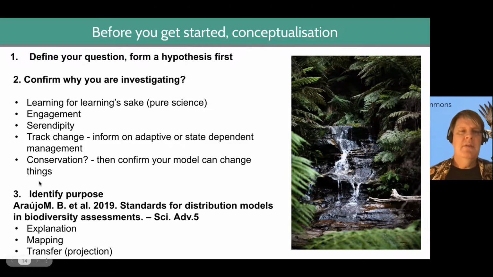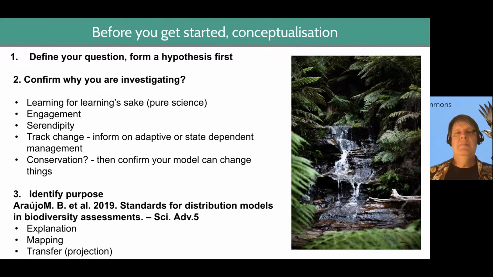And the other thing that you want to think about is, well, why am I doing this? Why am I creating a species distribution model? Maybe I'm learning for the sake of learning, doing pure science. Maybe I'm trying to engage with a wide audience, show what kinds of changes we might expect in the future. Maybe I'm just looking for something or hoping to find something by pure luck, serendipity. I might be trying to track changes. I might have changed conditions on the ground and I want to see what the results of that action were.